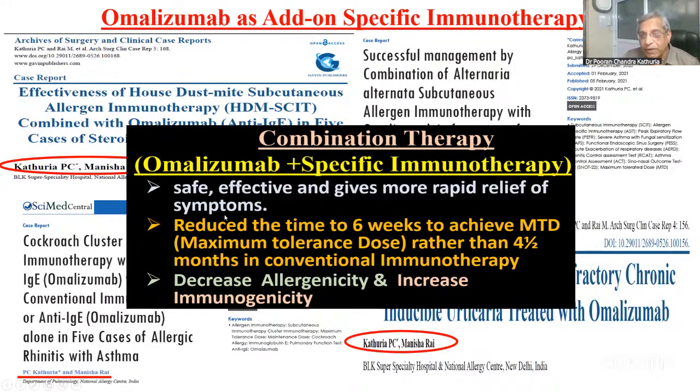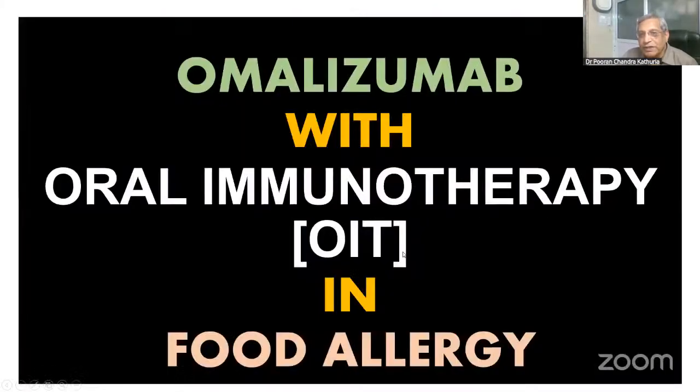Normally, once you start allergen immunotherapy, updosing takes a minimum of 5 months. If you add omalizumab, hardly 6 to 8 weeks are needed to achieve the MTD, the maximum tolerated dose. There is a decrease in the allergenicity, but the immunogenicity is maintained.